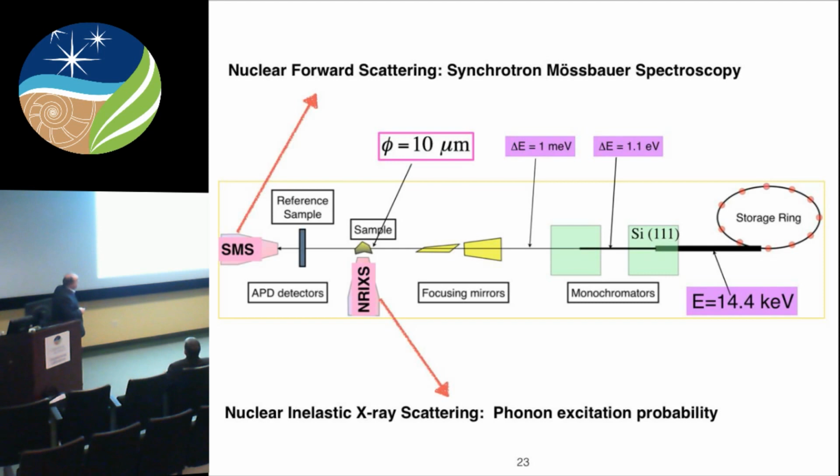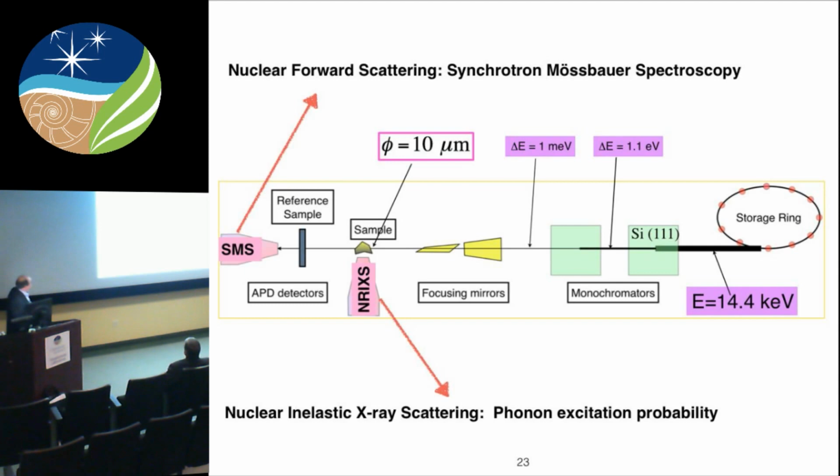You can then put a detector on the side to determine the phonon probabilities, which means you have to tune the energy, or you stay on resonance energy and collect the spectrum in the time domain, which is called synchrotron Mössbauer spectroscopy. So these two techniques differ in geometry, in where you put the detector. And if you're doing this, you have to tune the monochromator plus or minus a few hundred meV to collect the phonon spectrum.